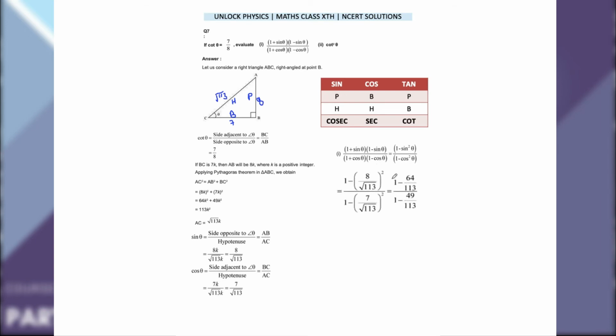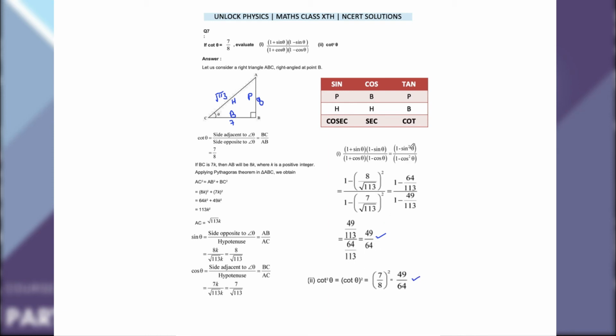Now keeping the values, we know that sine theta is 8 by root 113 and cos theta is 7 by root 113. So keeping the values, we get 1 minus 64 by 113, 1 minus 49 by 113. Further calculating, we get 49 by 64. And in the second part, we have just been asked to calculate cot square theta. Cot we have already been given, so cot square theta would be the square of cot theta, which is 7 by 8 whole square, which is 49 by 64. So we see that we get 49 by 64 in both the cases.